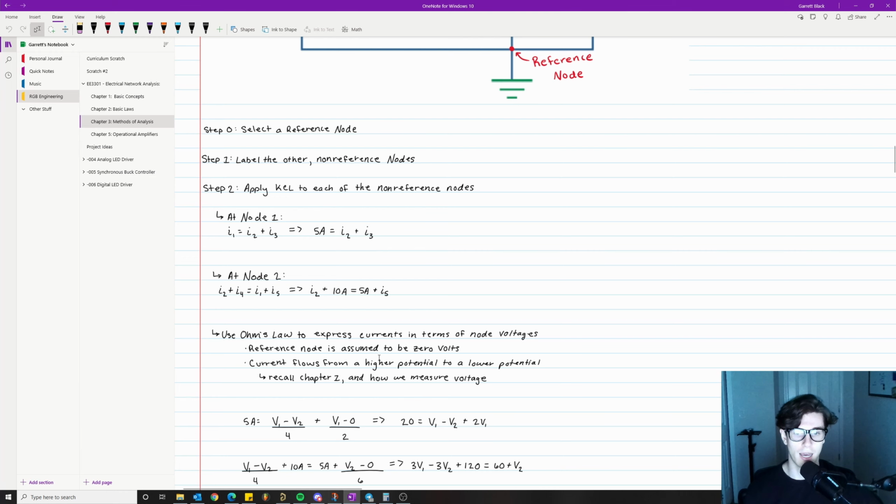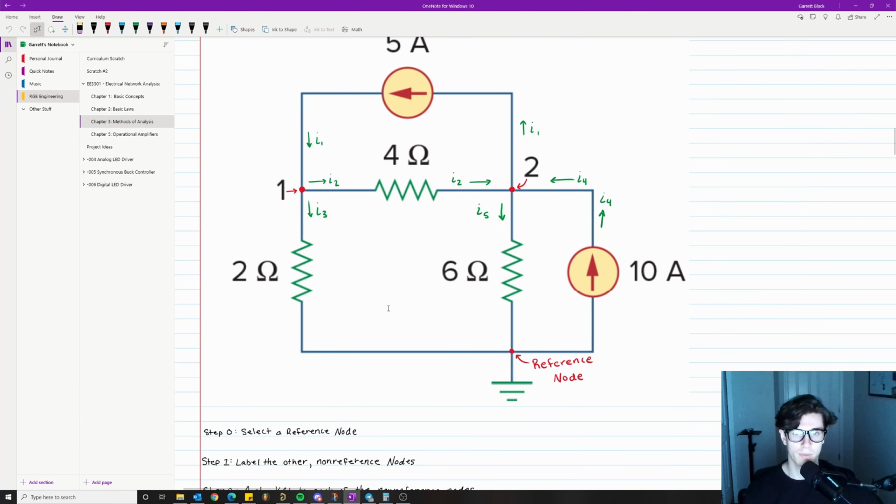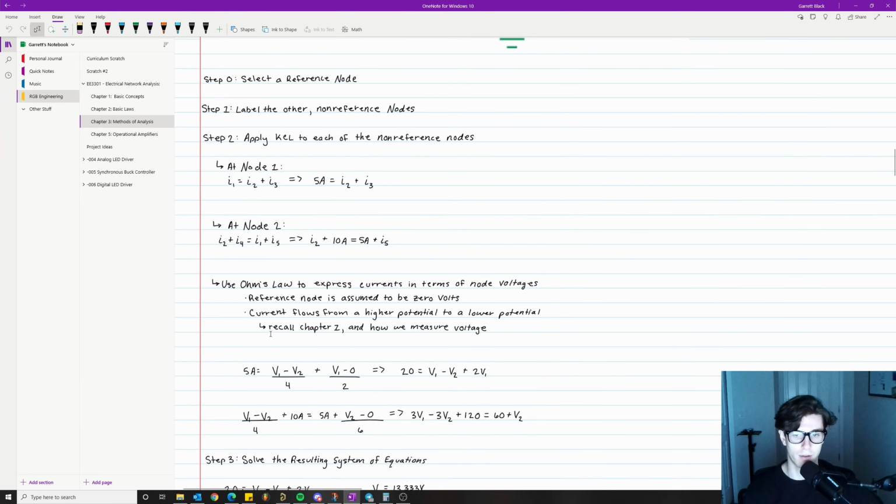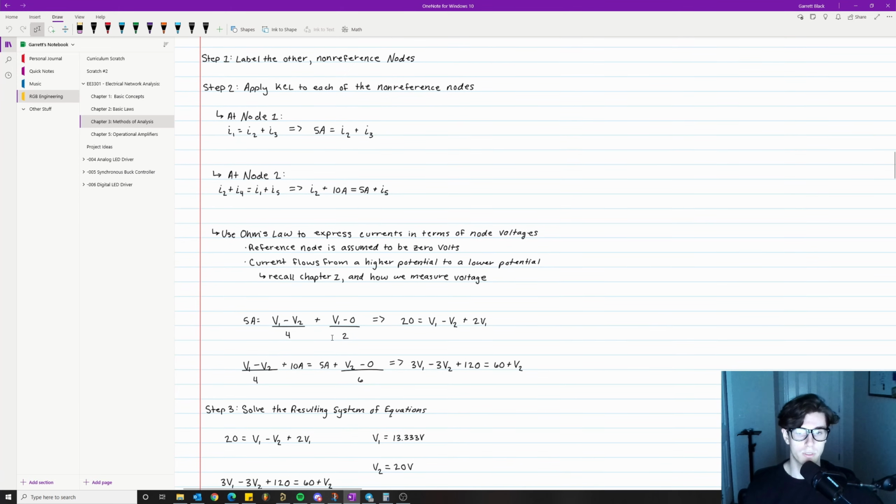Now we have I3. What is I3? I3 is going from node 1 to the reference node, which is assumed to be 0 volts. So we have node 1 minus 0 divided by the resistance that the current is flowing through, which is 2 ohms. That's where you get that from. You do some algebraic hocus pocus, and you get 20 equals V1 minus V2 plus 2V1. That's just the equation simplified for us.